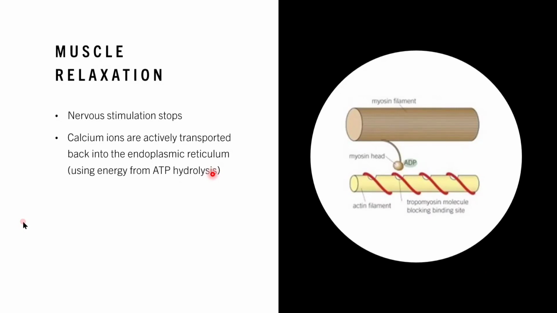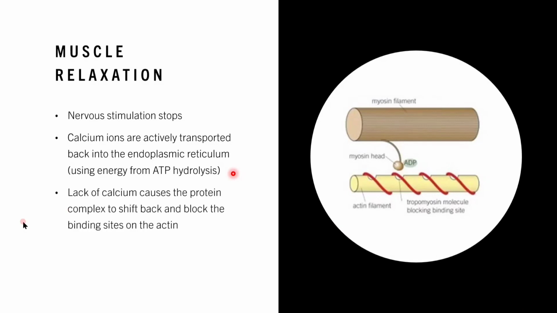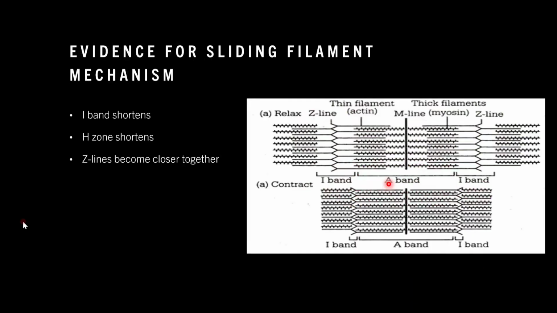So remember, we had to use ATPase to hydrolyze the ATP into ADP and phosphate to return the angle of our myosin head to its original angle. And the energy released from this is then used further down the line to actively transport our calcium ions back into the sarcoplasmic reticulum. And this lack of calcium ions in the sarcoplasm causes our protein complex, our tropomyosin, to shift back and block these binding sites again. And because we're now blocking these binding sites, the myosin heads cannot bind, so contraction can no longer occur.